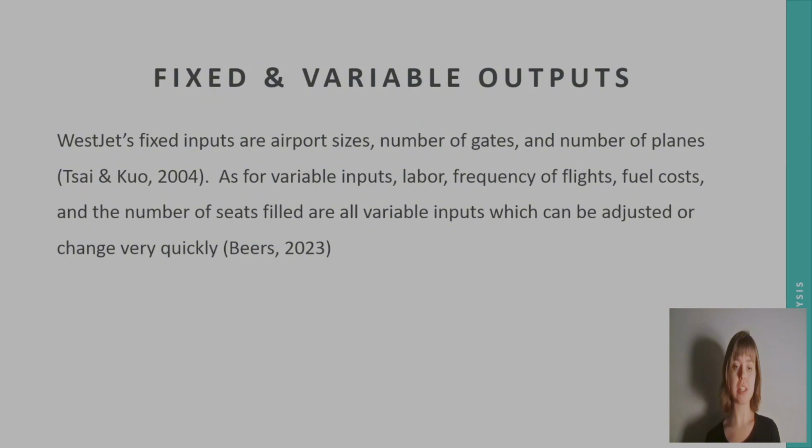WestJet's fixed inputs are airport sizes, number of gates, and the number of planes. As for variable inputs, labor, frequency of flights, fuel costs, and the number of seats filled are all variable inputs, which can be adjusted or changed very quickly.